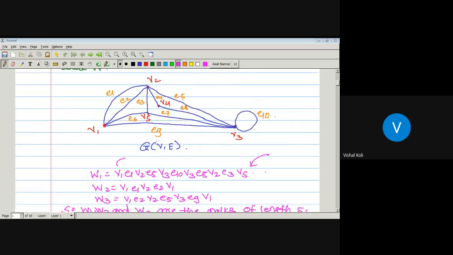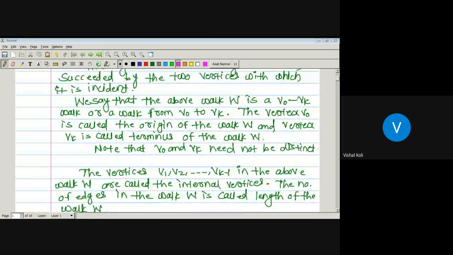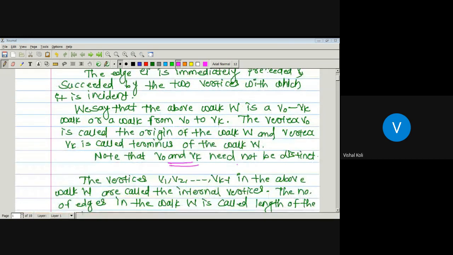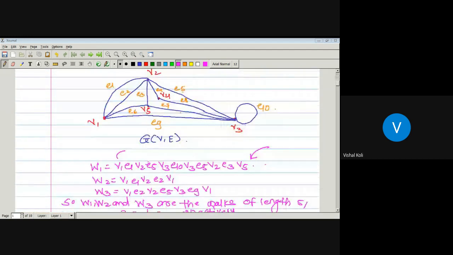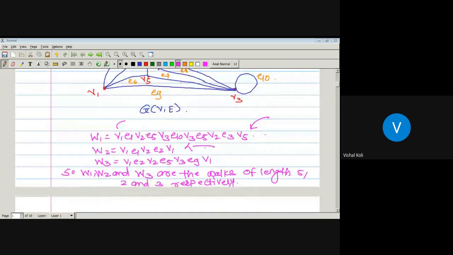Again here, in the definition of a walk, V naught and Vk need not be distinct. So here there is a walk, W2, in which V naught and Vk are the same. That is, origin and terminus are the same. Same for the walk W3 also.